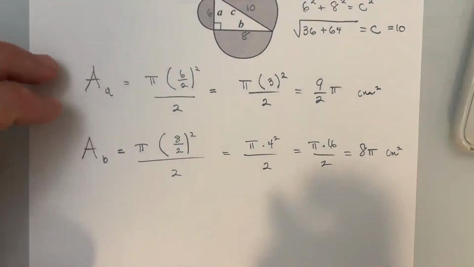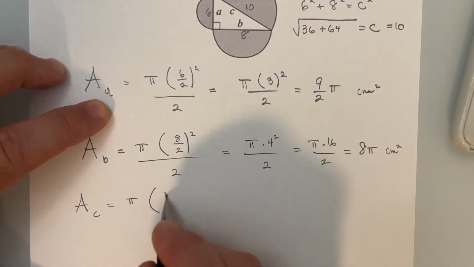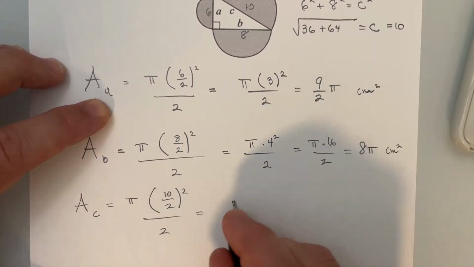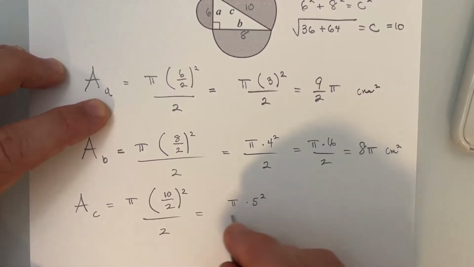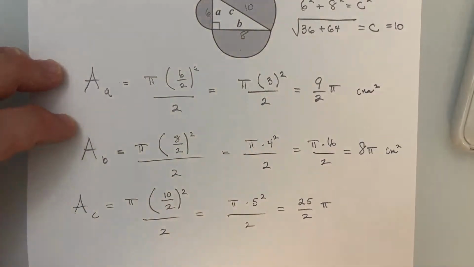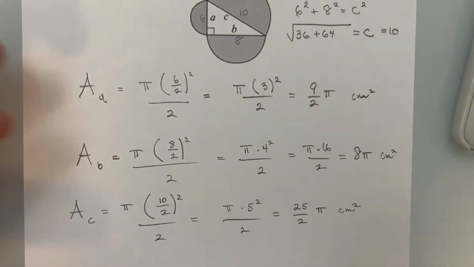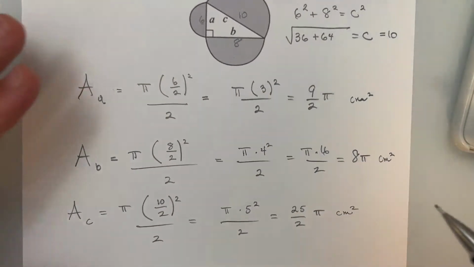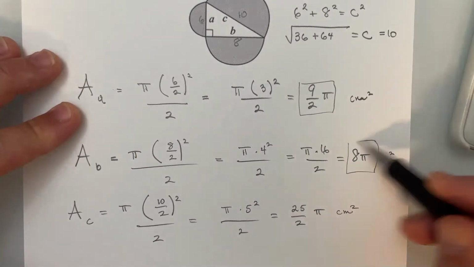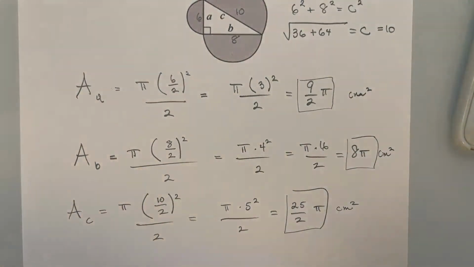And then C. So we have pi times 10 over 2 squared all over 2. So this is pi times 5 squared all over 2. This is 25 over 2 pi. So I'll go ahead and box those since it was asked for. But then there's also the comparison.